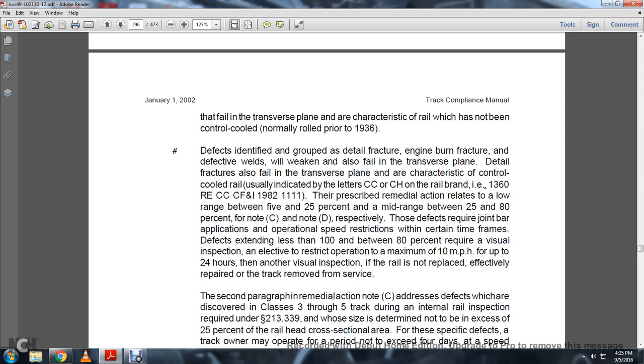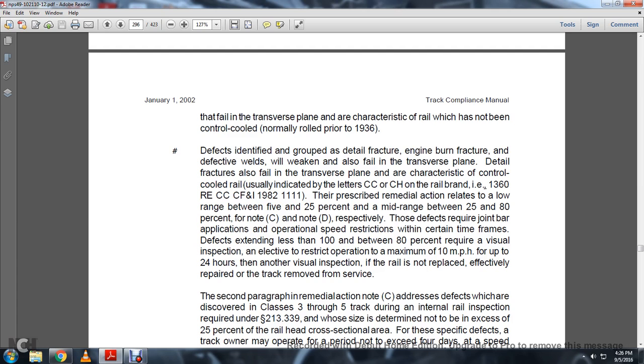Defects identified as detail fracture, engine burn fracture, and defective welds will also weaken within the transverse plane. Detail fractures within the transverse plane are characteristic of control cooled rail, usually indicated by the letters CC and CH with the rail brand 1360 and the RE, CC, CF, and I and 1982 1111. The remedial action relates to the low range between 5 and 25% and the mid-range between 25 and 80% for Notes C and D respectively. The defects require joint bar application and operational speed restrictions within a certain time frame.